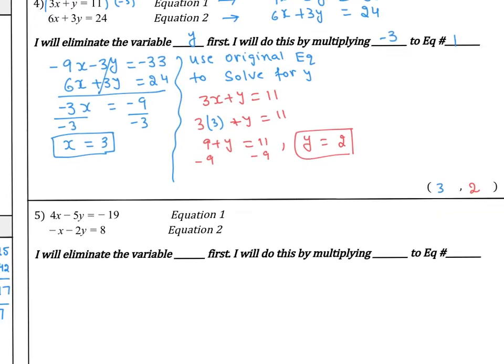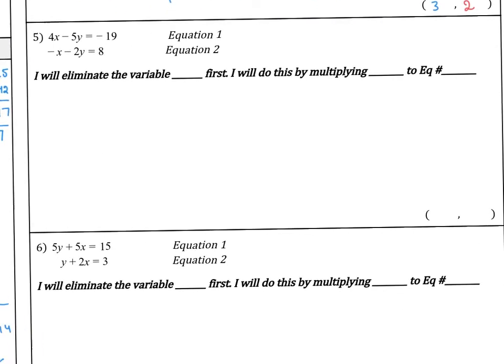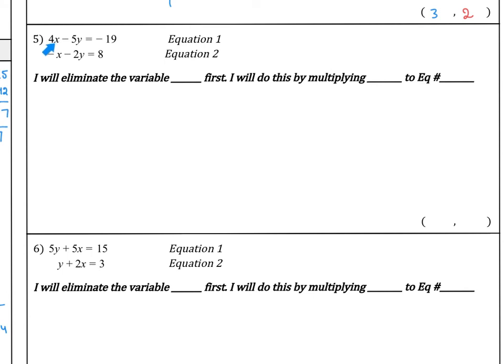Next we are going to do the problem from the bottom, number 5. Example number 5. 4x minus 5y equals negative 19. Negative x minus 2y equals 8. In this case, I'm going to make the like terms 4x and negative 4x so that we can cancel the x values and get the y value.